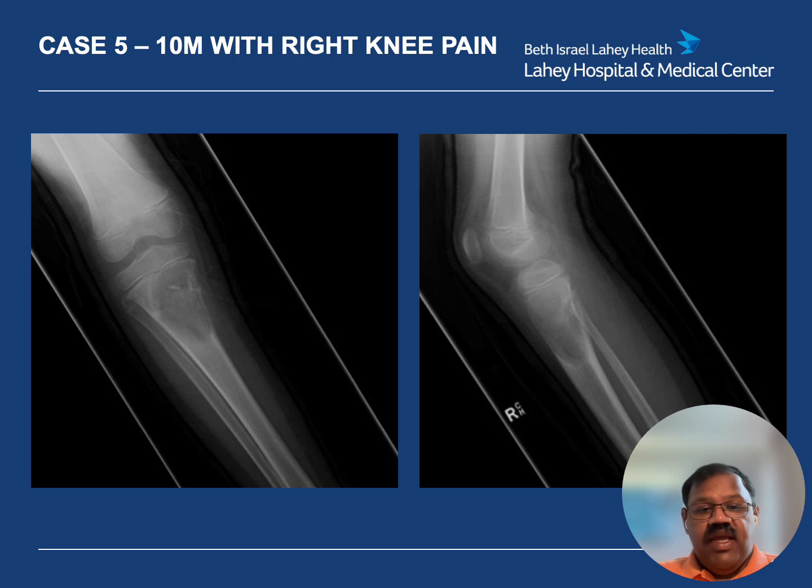So next case is a 10-year-old male who presented with right knee pain. Again, you can see almost a geographic lesion contained within the medial proximal tibia. It's in the metaphysis. It doesn't appear to involve the epiphysis, and there does appear to maybe be some loss of cortical contour both medially and anteriorly. Benign or malignant?